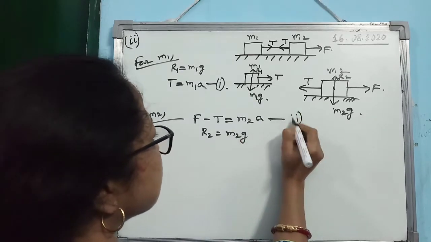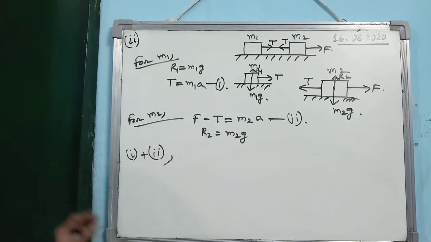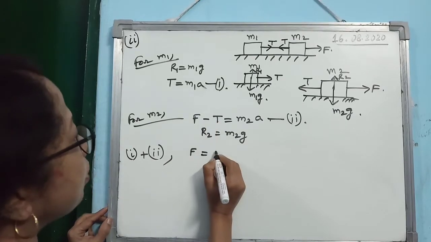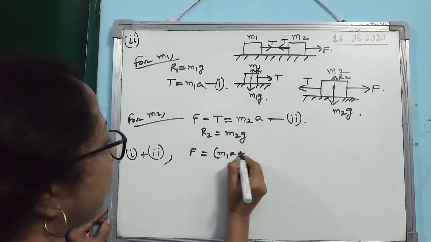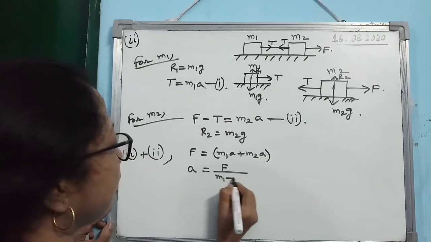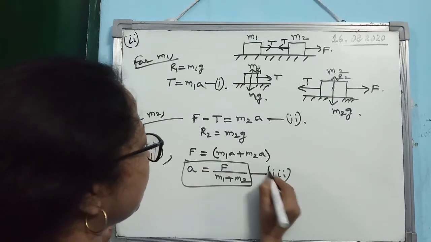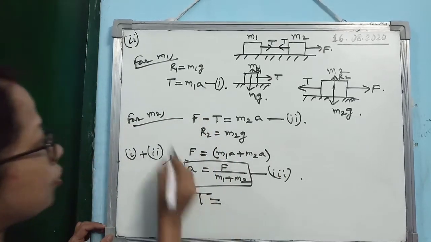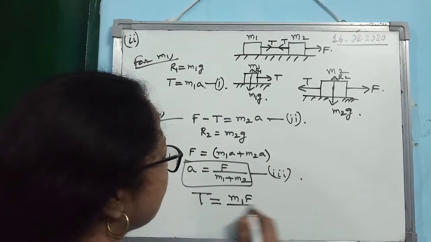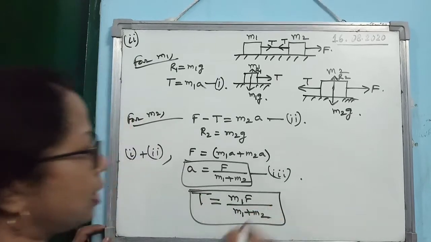If you consider this as equation 2, then if you add equation 1 and 2, this is T, this is minus T, will get cancelled. So you will have F. So F is equal to M1A plus M2A. So you can write A is equal to F by M1 plus M2. This is the equation number 3. And what is the tension in the string? Tension in the string is M1A. So you can write it as M1F by M1 plus M2. This is the tension in the string.